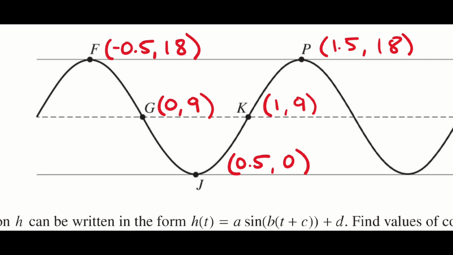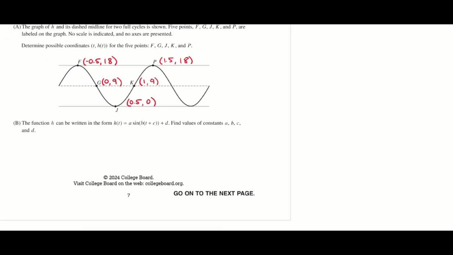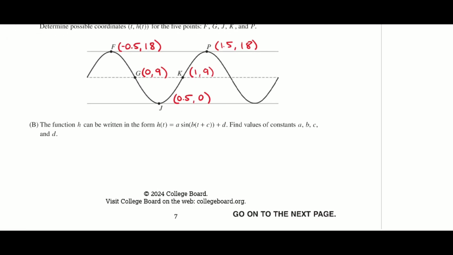And the period is 2, and if we take the absolute value of 0.5 plus 1.5, you would get 2, which is your entire period. That is your period, 1 period. Now we have to write an equation.